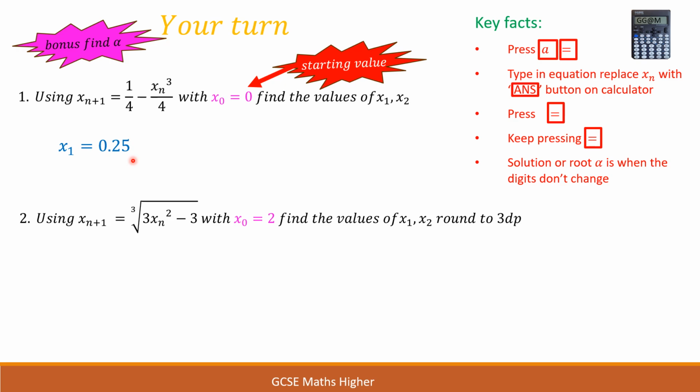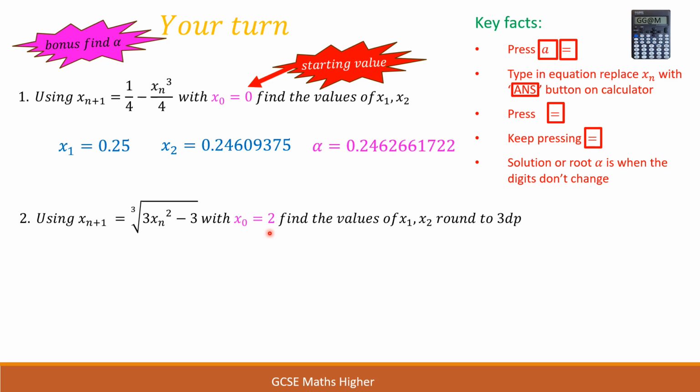If you press equals again on your calculator, you'll get another fraction, and if you convert it to a decimal, x2 is equal to 0.2460935. If you keep pressing equals, you should come down to a root alpha being 0.2462661722. So there's your value for alpha. Give yourself a tick for each one you got correct. Well done.